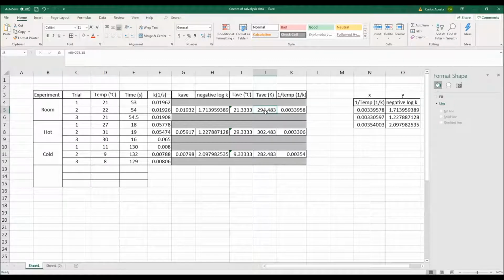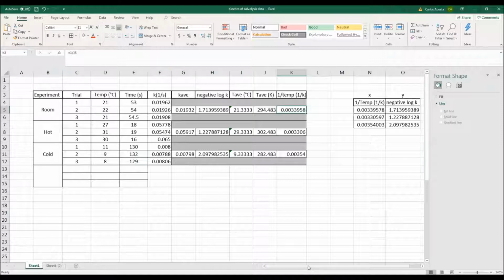And then the very last thing we have to do is take this temperature in Kelvin and find 1 over temperature, right? So we get 1 divided by this temperature that we found in Kelvin, and I got 0.0033958. So I've done this for the room temperature, and we just do the same exact thing for the hot trial and the cold trial. So we find all this data.